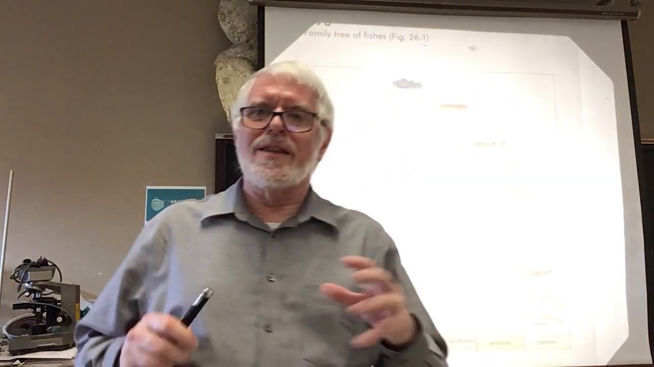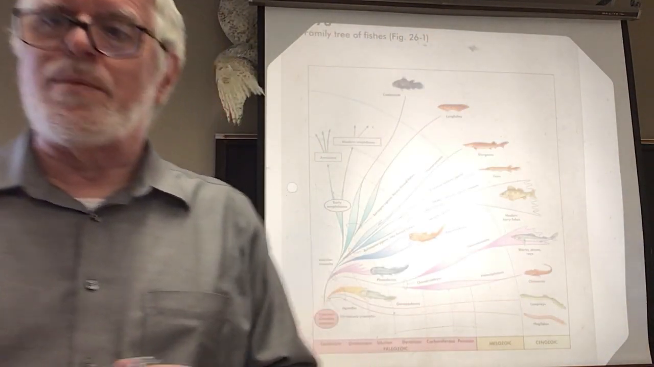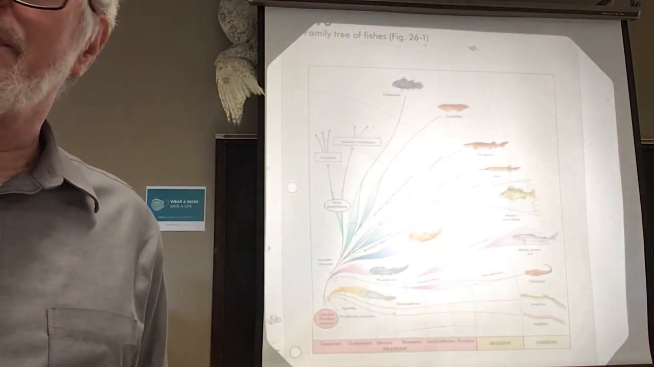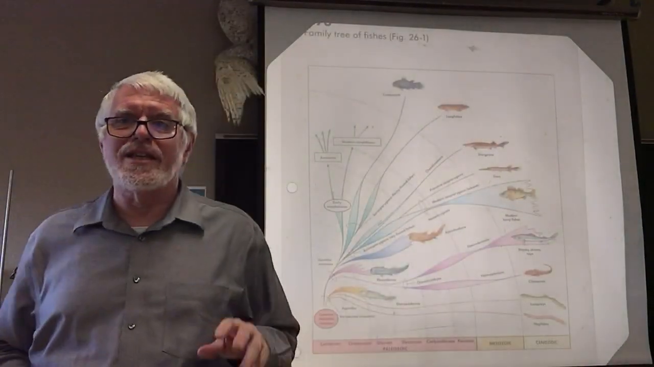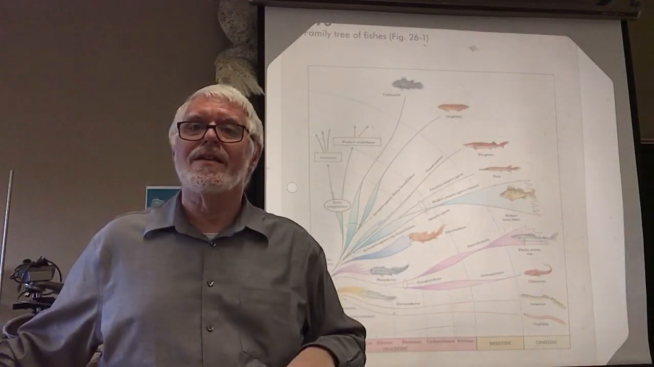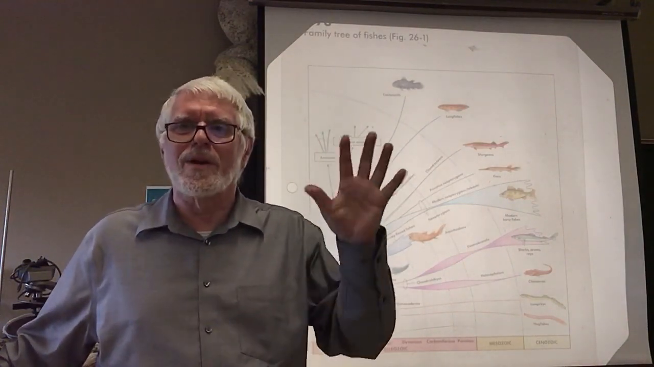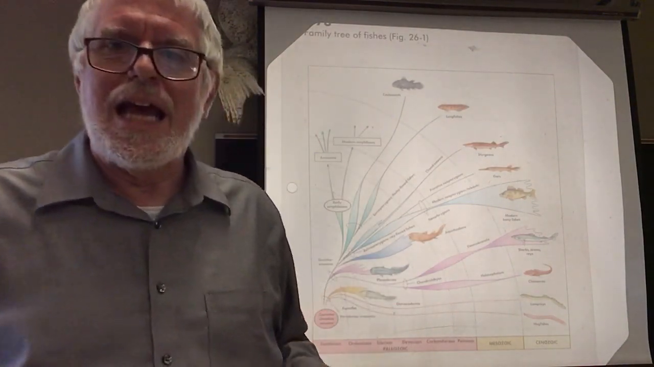But this chapter, we're looking at the vertebrates. We're gonna split them up into their subgroups. Now the fish actually are 3 different groups within the vertebrates. So we're gonna cover them all together.